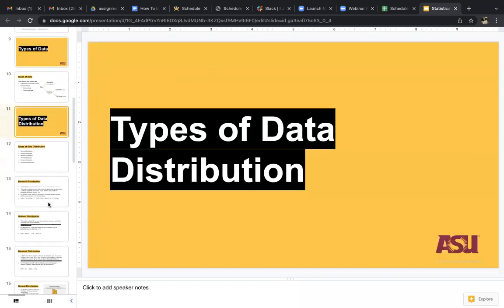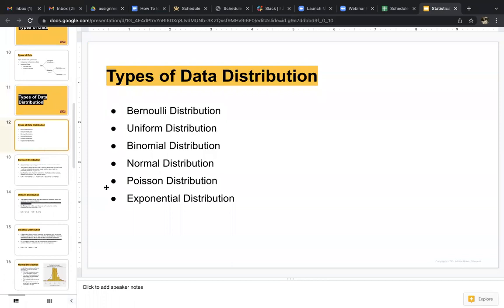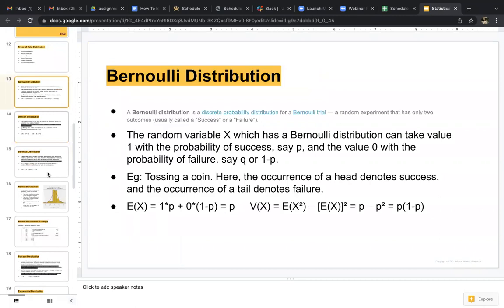Then, the types of data distribution. Once we know the type of data, how are you going to distribute the data? There are different types of data distribution, but we'll go through all of these in brief. The first one is the Bernoulli distribution, then the uniform distribution, binomial distribution, normal distribution, then the Poisson, and then the exponential distribution. So let's get started with the Bernoulli distribution.